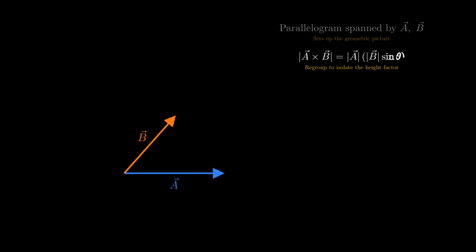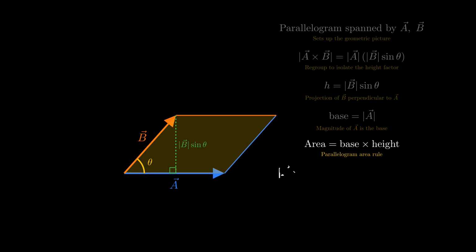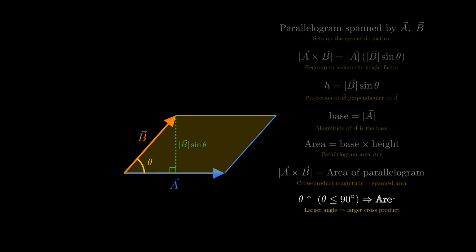The magnitude has a clean geometric meaning. Group the formula as the magnitude of A times the quantity magnitude of B times sine theta. The vectors A and B span a parallelogram. The term magnitude of B times sine theta is the projection of B in the direction perpendicular to A. That projection is the height of the parallelogram, and the magnitude of A is its base. Area equals base times height. So the magnitude of A cross B equals the area of the parallelogram the two vectors span. A bigger angle, up to 90 degrees, means more area and a larger cross product.